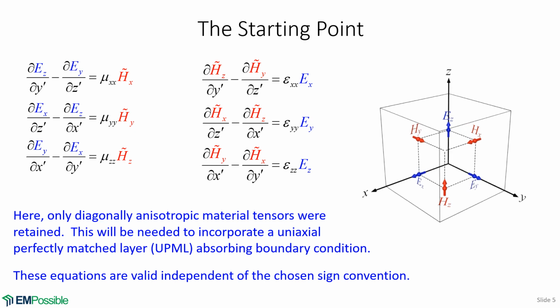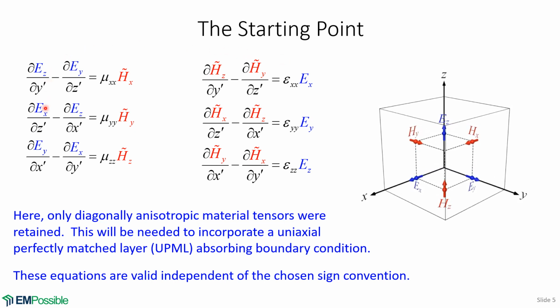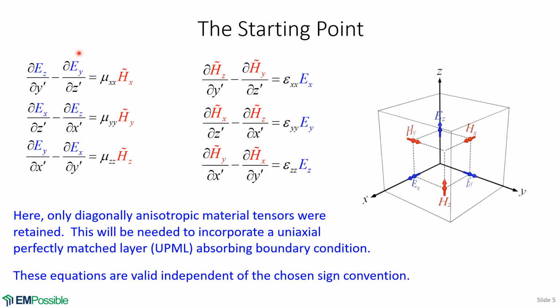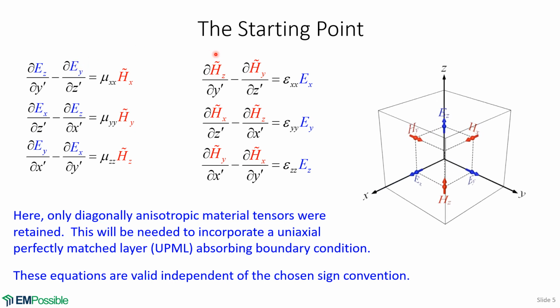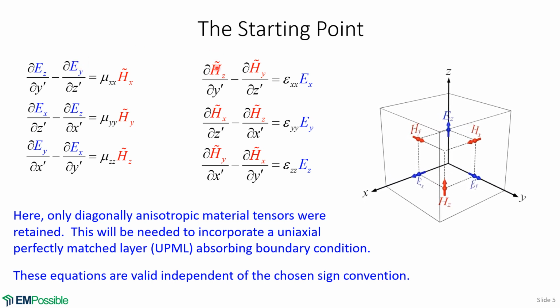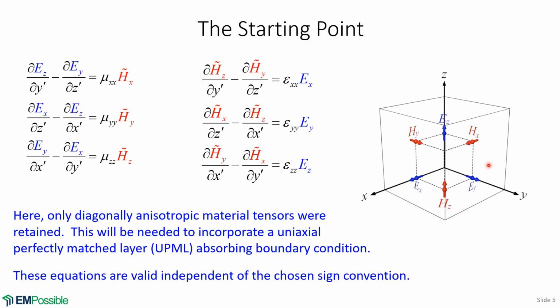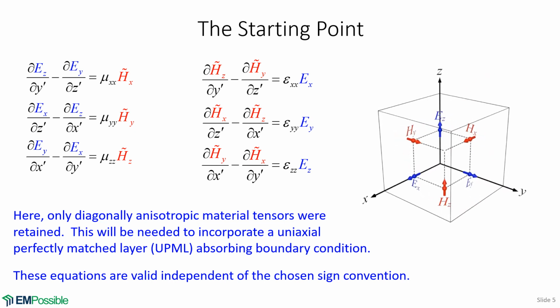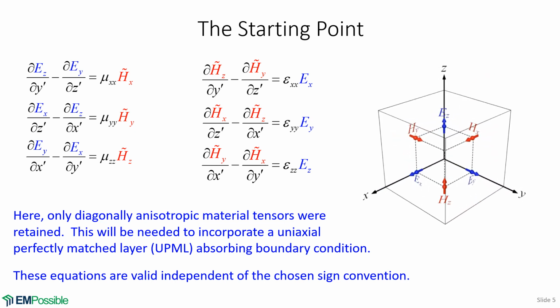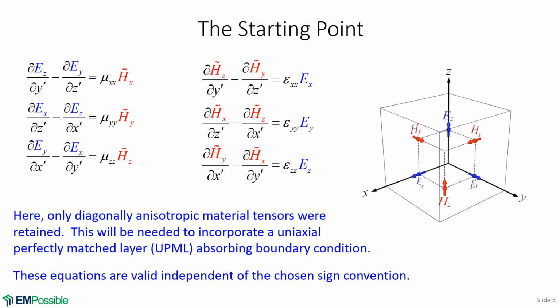So here is finally our starting point. We will proceed with these equations. I have color-coded the electric fields blue and the magnetic fields red. So those colors correspond also to the vector components that we keep showing in the Yee cell. I'll point out one last time.